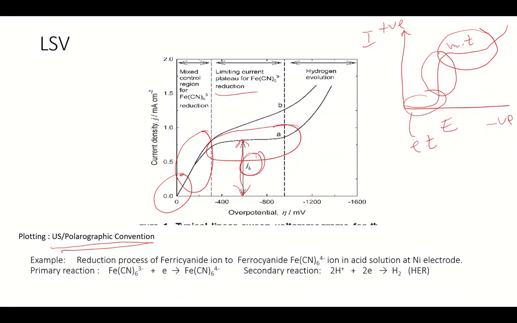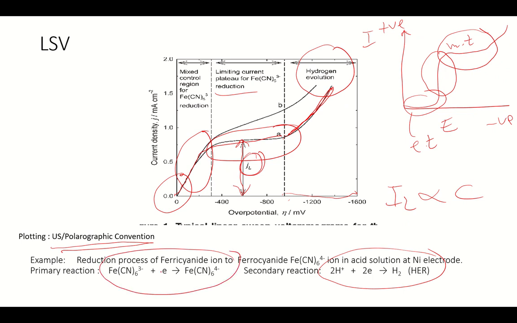Once you know IL, you will insert it into the equation, because IL is directly proportional to the concentration of the analyte. When you further increase the overpotential, you will see the current increase. This is the secondary reaction, the hydrogen evolution reaction. Actually, from here to here is the reduction of ferricyanide, ferrum 3 to ferrum 2, ferrocyanide. After this vertical line is the secondary reaction, the hydrogen evolution reaction.